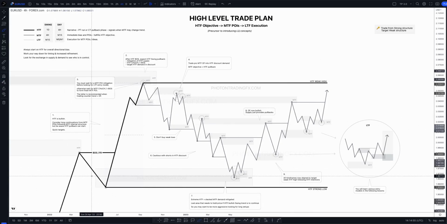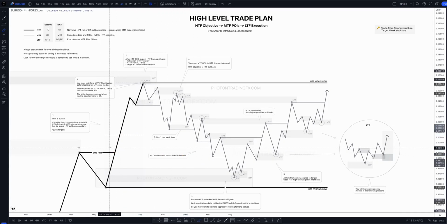So again, let's do it as if you're more of a day trader, right? So your high time frame would be your 4-hour, right? We have a 4-hour break of structure, okay? Now, the moment we have that 4-hour break of structure, in the back of our minds, we can be thinking, okay, we might get that 4-hour swing pullback at some point, right? But it's not just going to happen straight away.